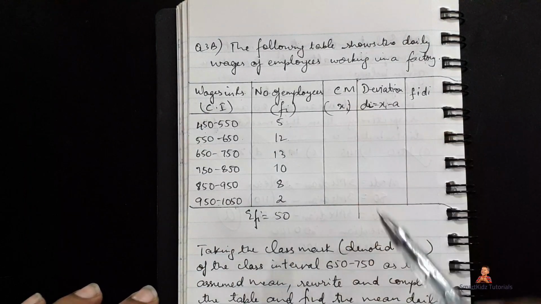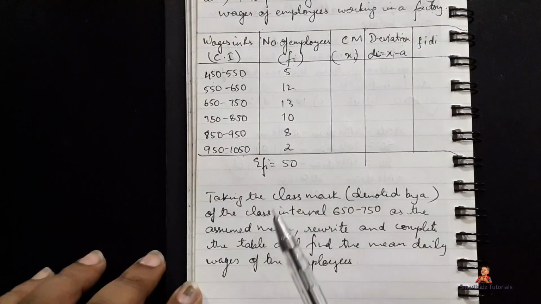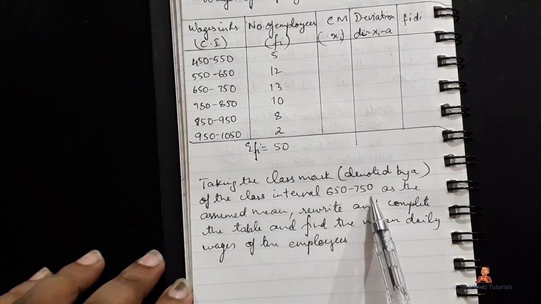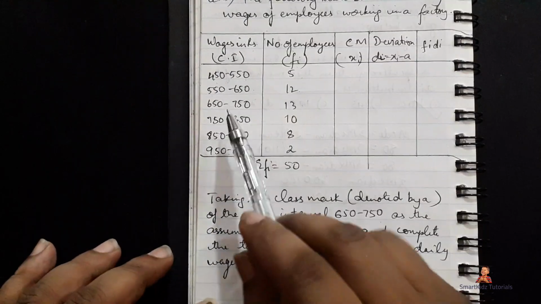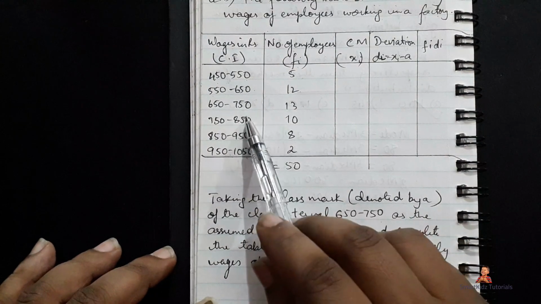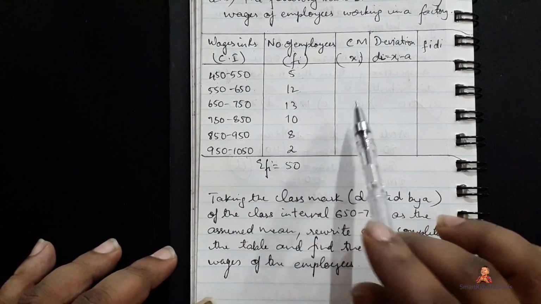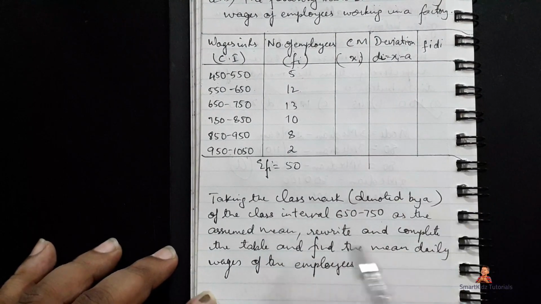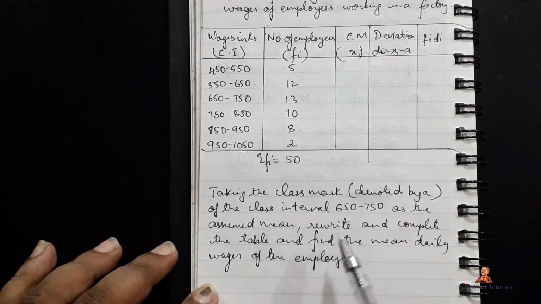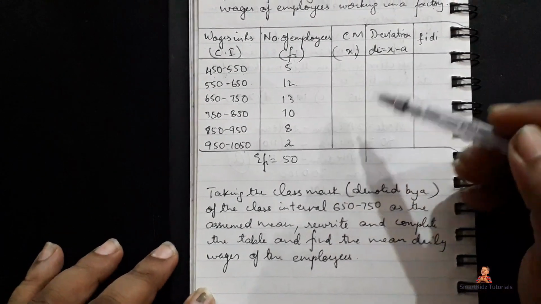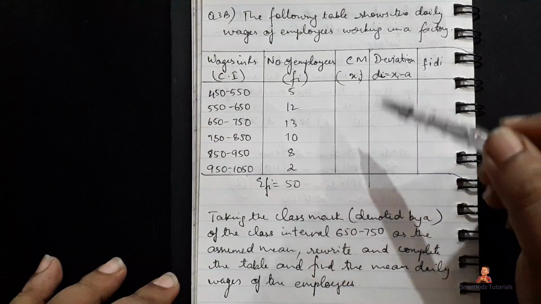So we need to, what are we asked to do? We are asked, taking the class mark denoted by A of the class interval 650 to 750. That means 650 to 750 will be the class interval where we'll have to get the assumed mean from the class mark. As assumed mean, rewrite and complete the table and find the mean daily wages of the employees. So we need to get the mean daily wages of the employees from this data using the assumed mean method.